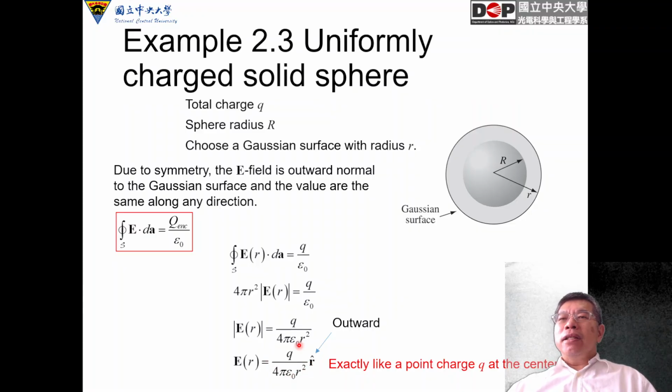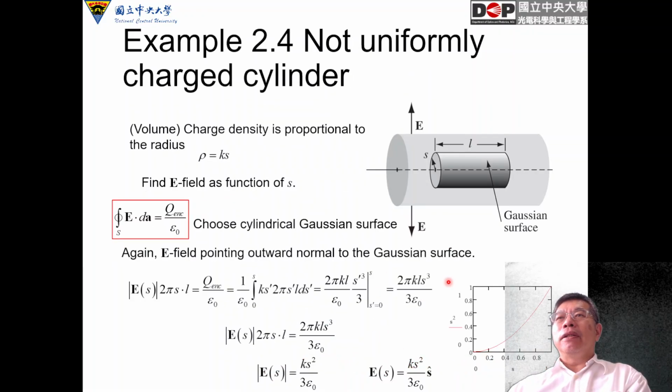And interestingly, this is exactly like a point charge Q at the center. So if you have a uniform charge distribution in a sphere, you can consider just the total charge at the original point. That's perfectly fine. Gauss's law allows us to treat a spherical uniformly distributed charge as equivalent to a point charge at the center. That's the important result here.